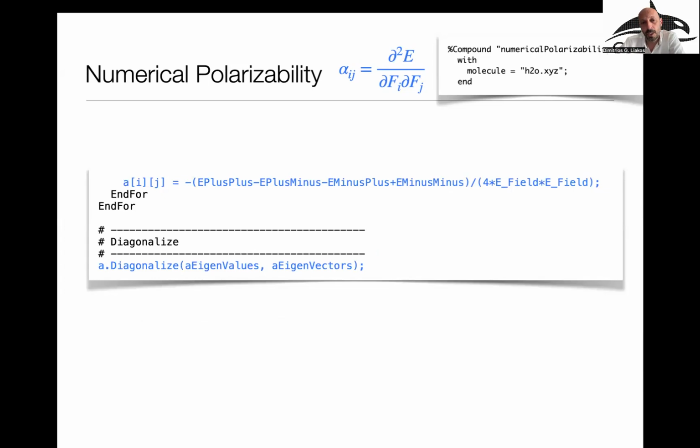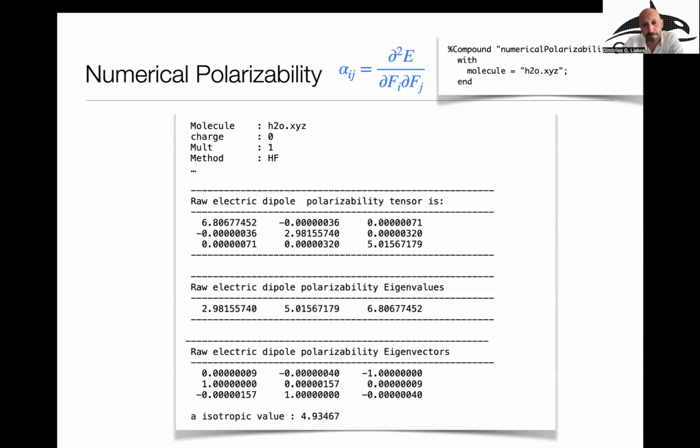Then, in the end, we have the raw alpha tensor, the raw polarizability tensor, that we construct based on this formula. The more interesting thing is that compound also has some basic linear algebra functions, like the diagonalize here. Once we have the raw tensor, we call the diagonalize function, and this returns the eigenvalues and the eigenvectors. Once this is done, it will print everything for us, and this will give us numerical polarizabilities.